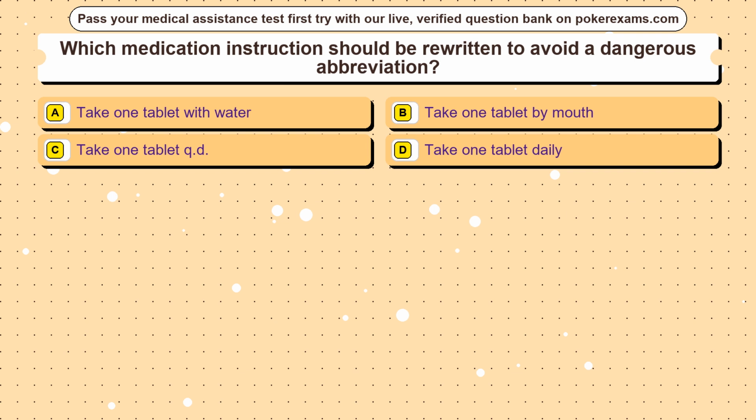Question 75. Which medication instruction should be rewritten to avoid a dangerous abbreviation? Option A. Take one tablet with water. Option B. Take one tablet by mouth. Option C. Take one tablet QD. Option D. Take one tablet daily.